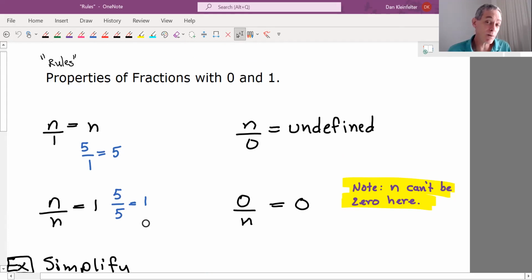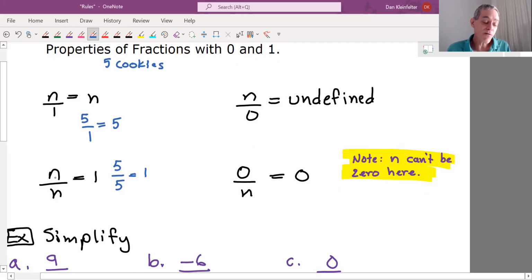A way of thinking about this is to remember that division involves sharing things equally, making parts of equal size. So pretend that you have a certain number of cookies to divide up among a certain number of children. Let's say that you have 5 cookies. If you have 5 cookies to divide up among 1 child, then that 1 child is going to get 5 cookies. That should make sense. If you have 5 cookies to share among 5 kids, then each kid is going to get 1 cookie. That should make sense.